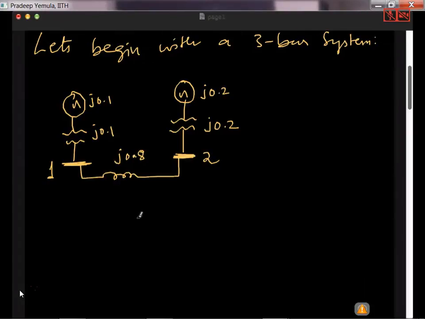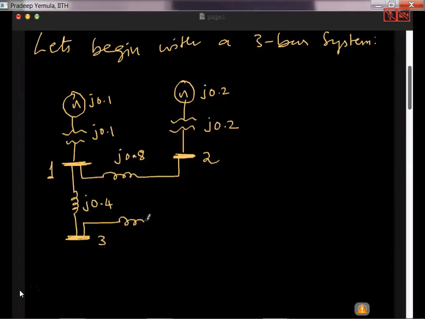So then we have bus 3 here, and bus 3 is connected to bus 1 and the impedance is j0.4. And then bus 3 and 2 are also connected and the impedance of that line is j0.4 per unit again. So all impedances are in per unit. So this is a 2 generator 3 bus system.